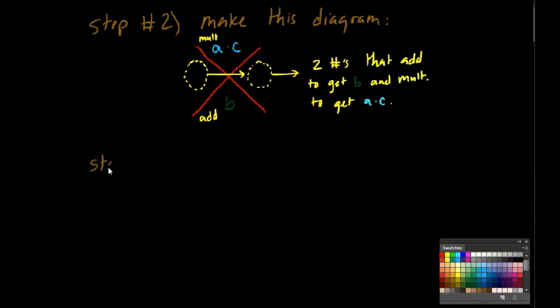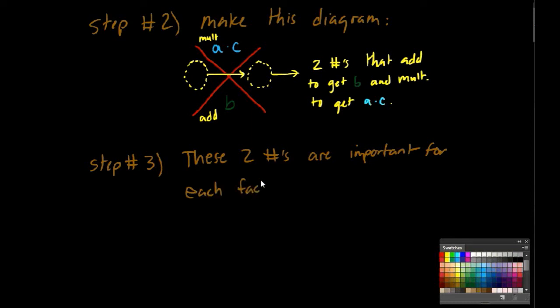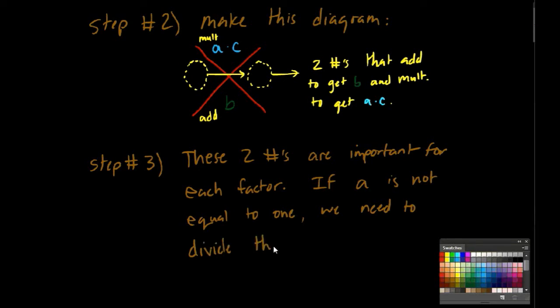Step number 3 is an important step because these two numbers are really important to the factors that we're going to be getting from our quadratic. And so there are going to be different situations that we have to look out for. And if a is not equal to 1, then we're going to have to do an extra step actually. If a is not equal to 1, we need to divide those two numbers by a. Okay, and we probably are going to get fractions, and what we need to do with that is we need to simplify those fractions.